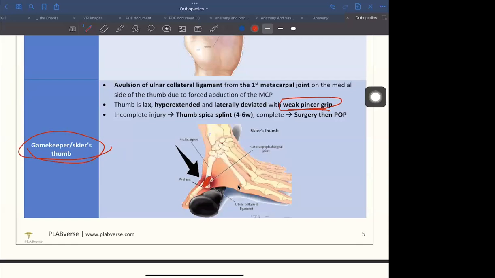grip. Okay, so what you can do is give them a spica splint, a splint for 6 weeks, and this is called gamekeeper's thumb.